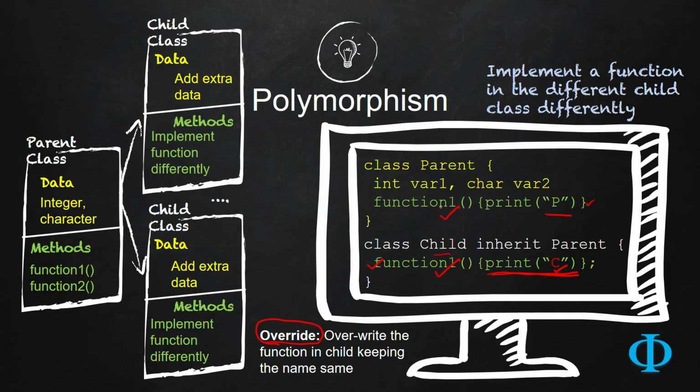That's what it does. For example, this function 1 is inherited from this function 1, and then this child is overwriting it to print C instead of P.